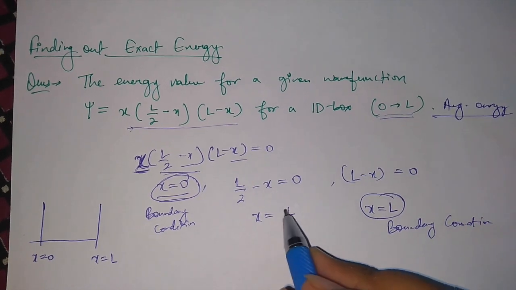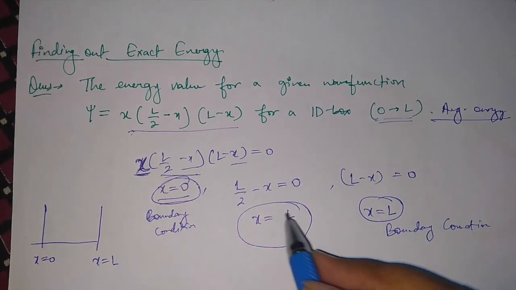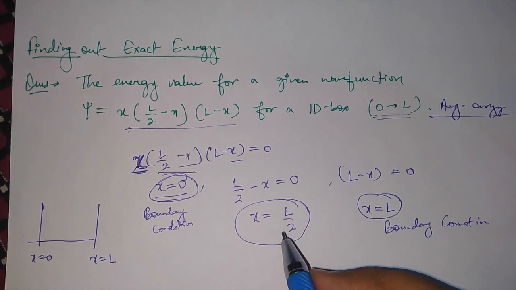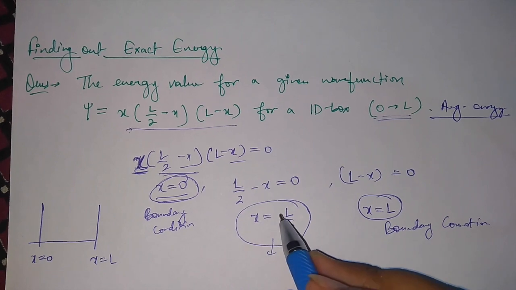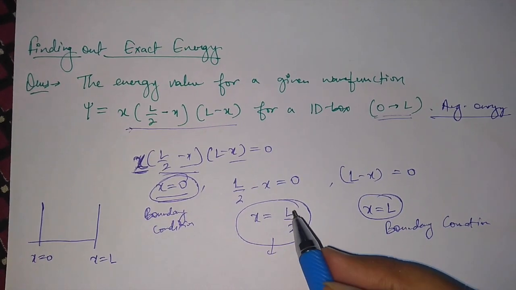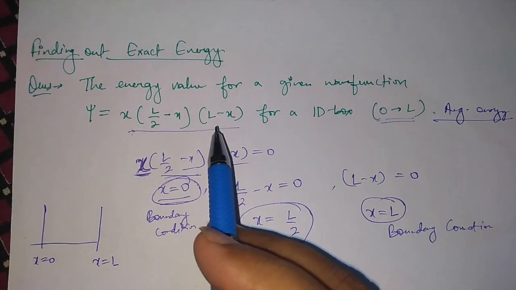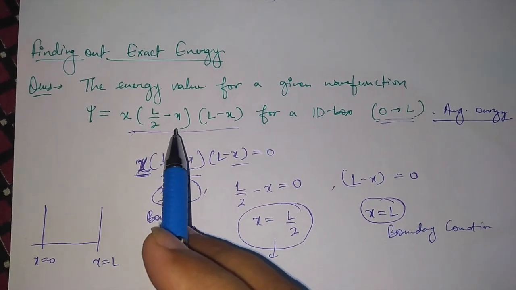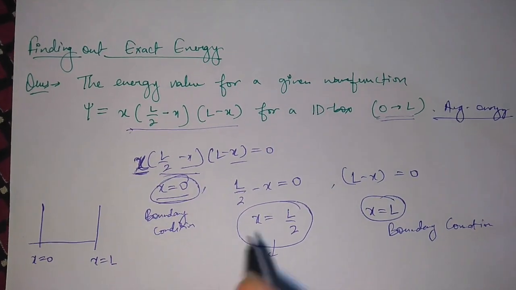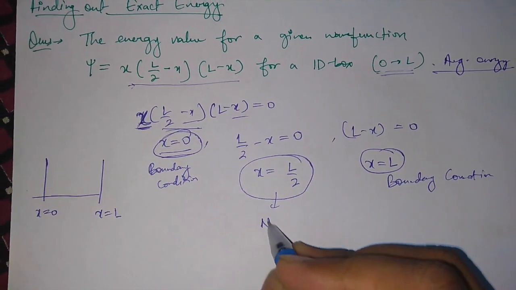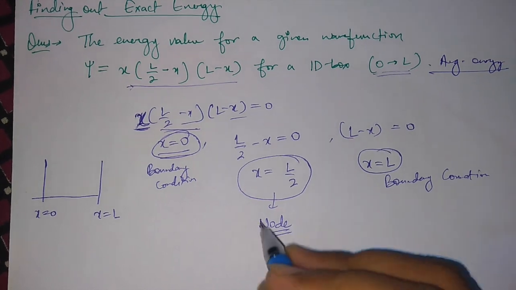But this term which you are getting over here is not a boundary condition, right? It's x equals L by 2. What does that mean? When you put x equals L by 2 at this particular value, you will get 0 for the wave function. So the wave function becomes 0, which means the probability of finding the electron over here is 0. That means it's a node.